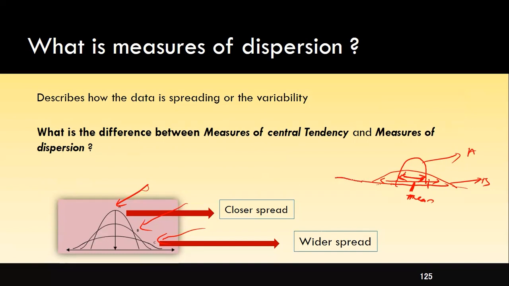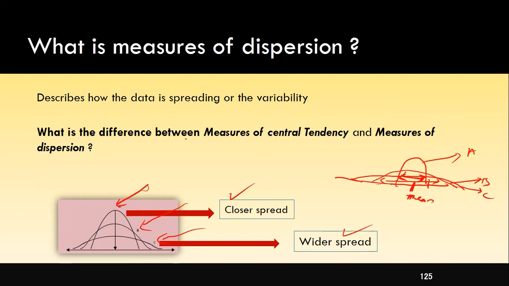And I have another data set, and if you see that data set, it is much wider than this. This is C. So as part of measures of spread, or dispersion, or variability, we want to understand how close the spread is or how far the spread is. Is it too wide or too close? What am I going to do by knowing whether it is a closer spread or a wider spread? That we'll discuss a little later.